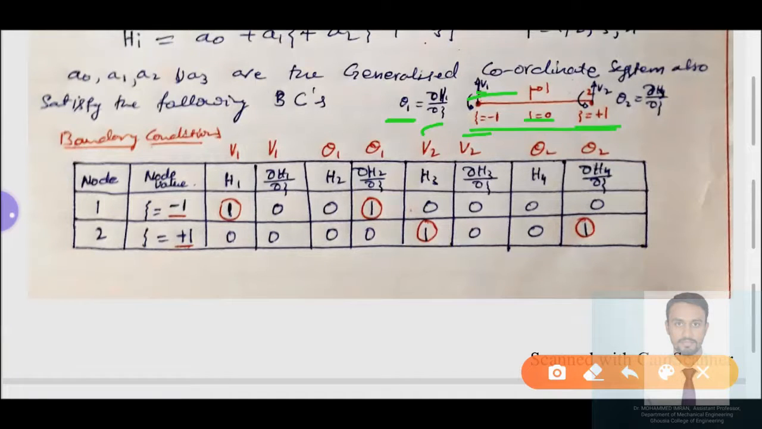The transverse displacement at node number 2 is v2, and the rotation or slope dou h2 divided by dou zeta is equal to theta 2. Now all of you write down the boundary conditions in terms of a tabular column with respect to the condition.